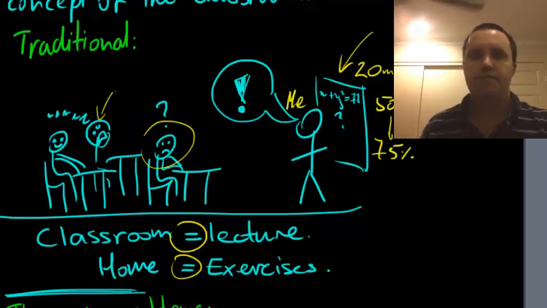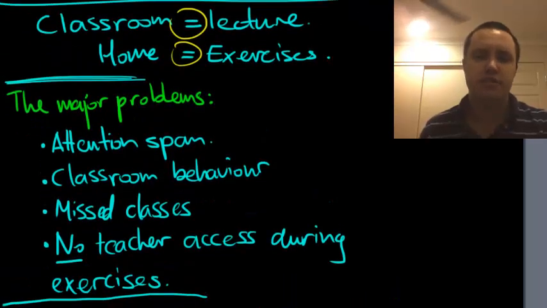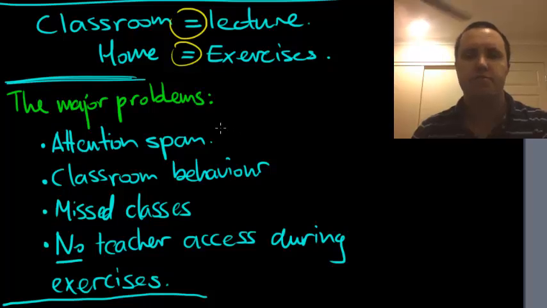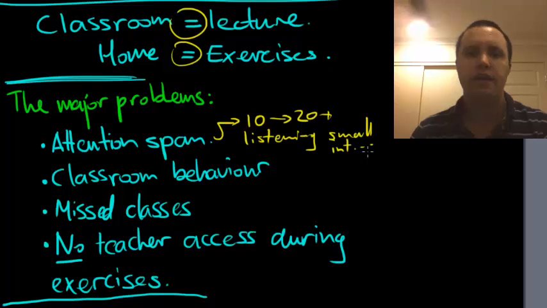But we're aiming to flip that over and change it, because there are some major problems with the traditional style. First off is the attention span, because we're asking kids to sit there for 10 through to 20 or more minutes of just listening and small interaction. They're not doing a lot, and you're really asking them to sit down and absorb all this knowledge. Another big problem is classroom behavior, because when you're asking people to sit down still and listen, their main desire is to not do that. So classroom behavior can become an issue.